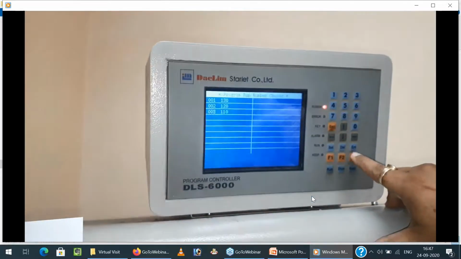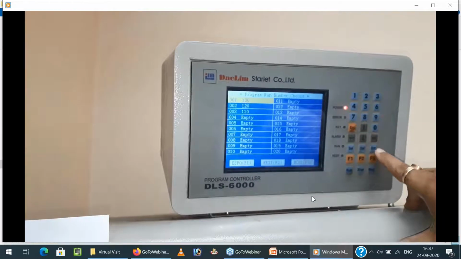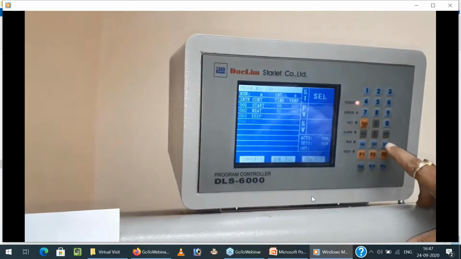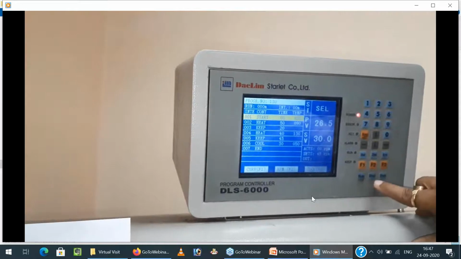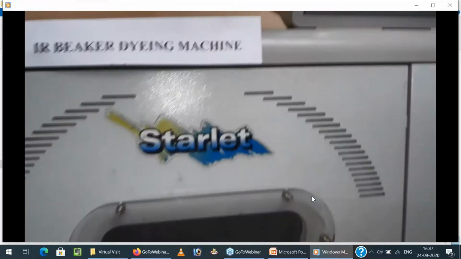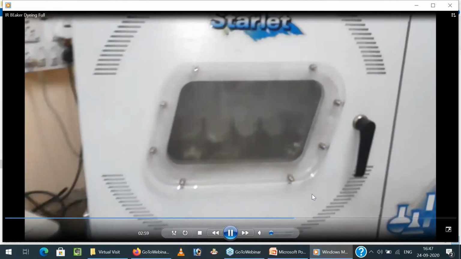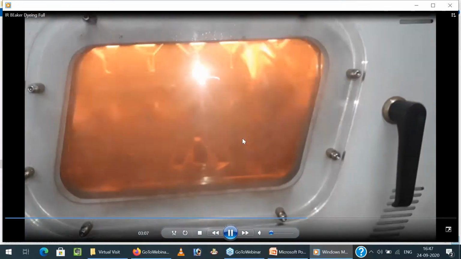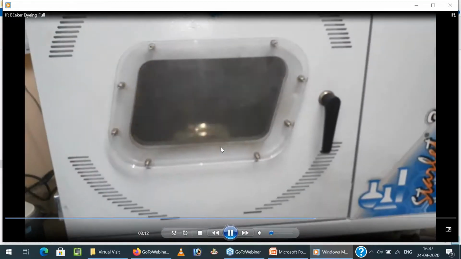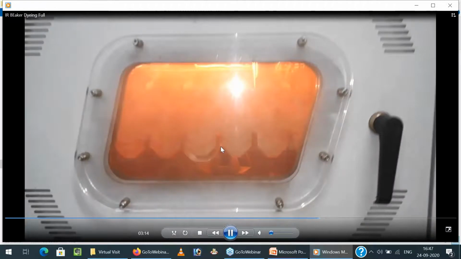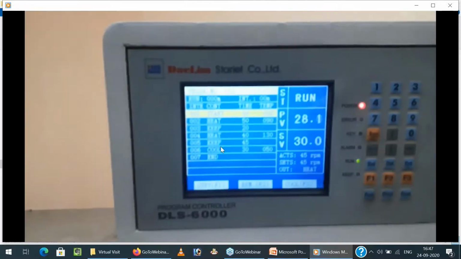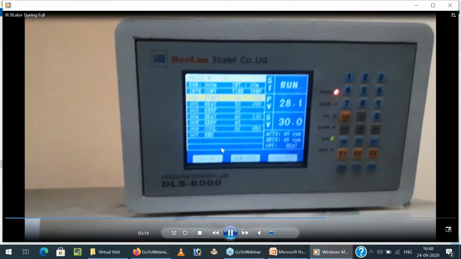Now he has started the machine. He has actually placed only one beaker. Otherwise, it can take more. The machine has a capacity of about 12 beakers at a time. And you can see the infrared light is there. That is for heating purposes. So heating, switching on and off, will go on according to the dyeing rate and the rate of rise of temperature. That will be continued, and the dyeing cycle will require, say, about 1.5 hours or something like that.